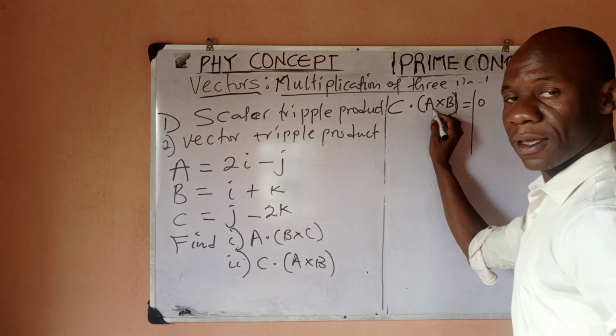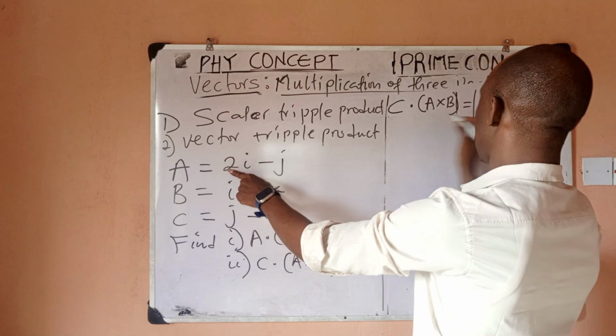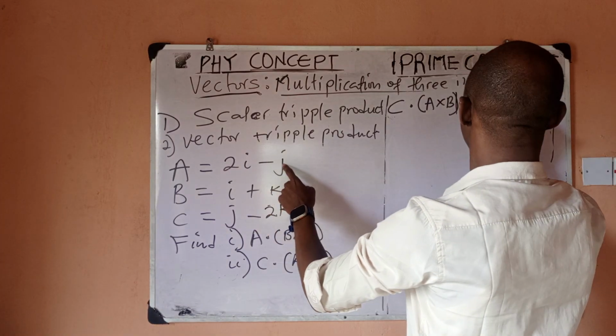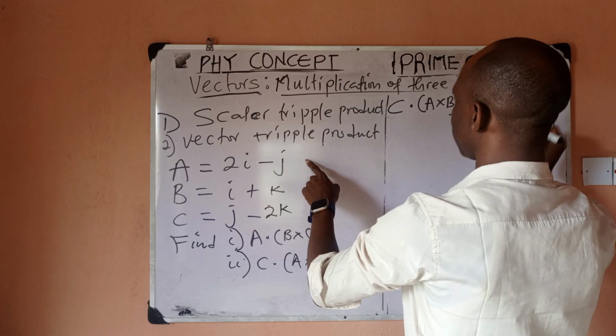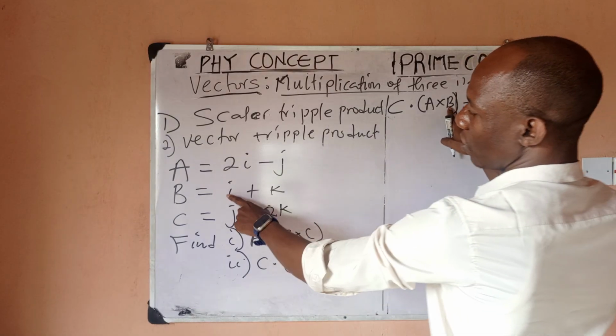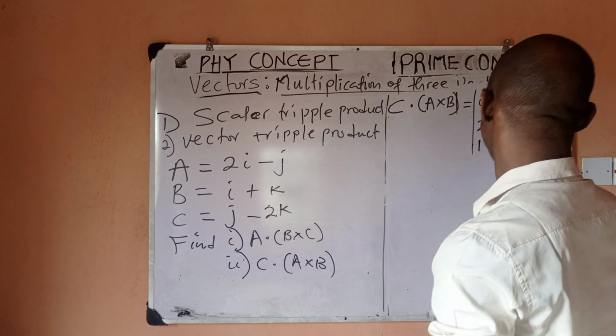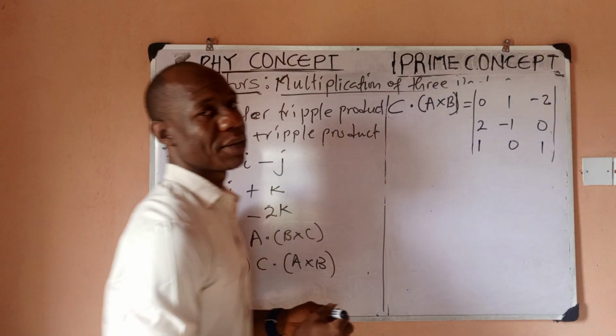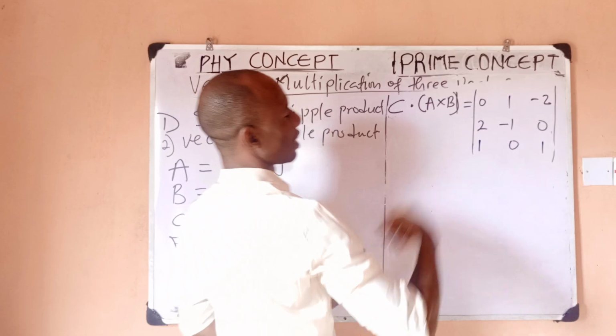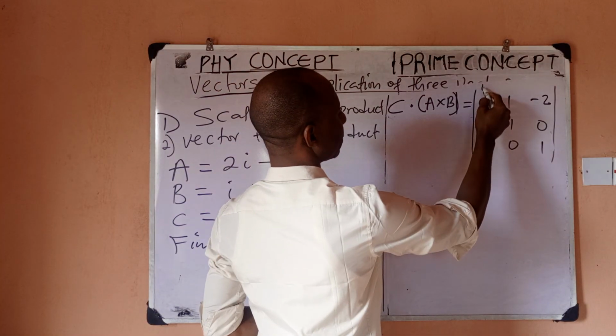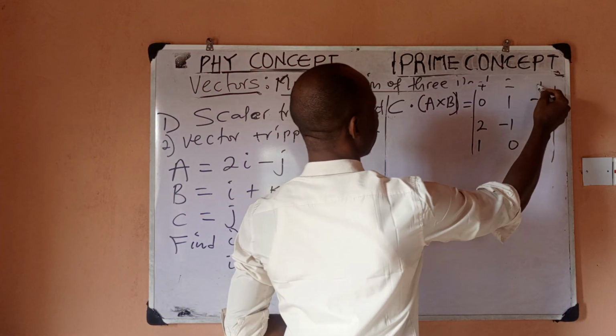Then I'll move to A. So for A, I have 2, I have minus 1, and I have 0. Then I'll move to B. So for B, I have 1, I have 0, and I have 1. So this is what I have. I want to find the determinant. For you to find the determinant of this matrix, you should know that this is plus, minus, and what?